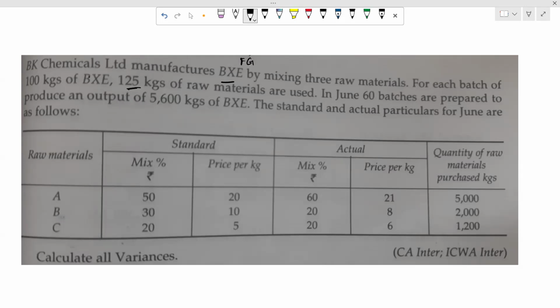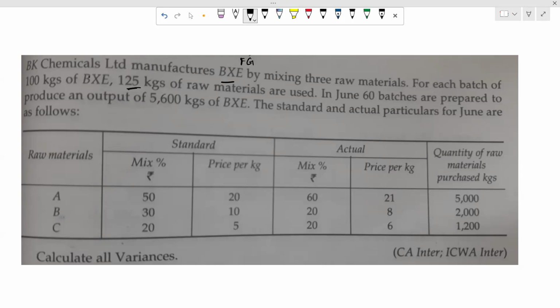So here we are using three types of raw materials in order to produce BXE. We are using raw material A, B, and C. The standard mix is 50% of A, 30% of B, and 20% of C. Standard price per kg of raw material is given: 20 for A, 10 for B, and 5 for C.